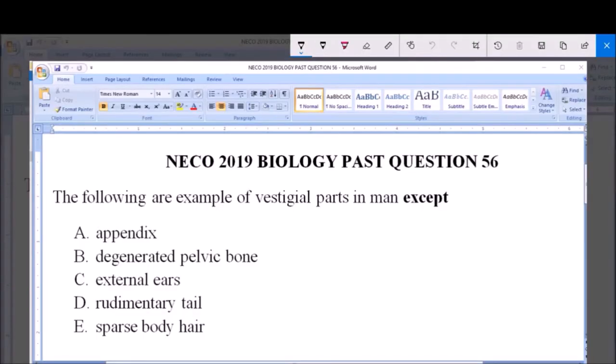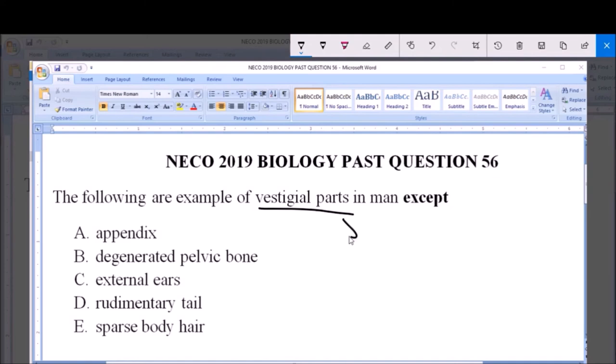I will be answering NECO 2019 biology past question 56. The following are examples of vestigial parts in man except: A. Appendix, B. Degenerated pelvic bone, C. External ears, D. Rudimentary tail, and E. Sparse body hair. So we are asked to pick an option which is not a vestigial part in man.